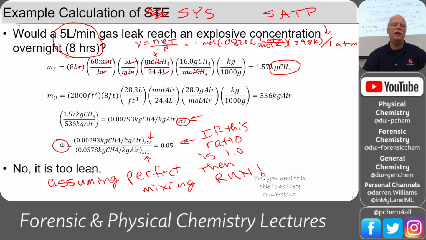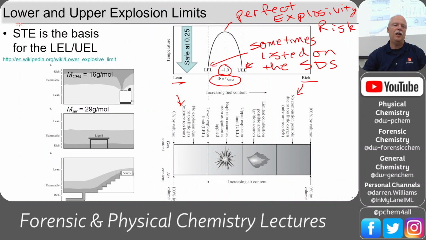Okay, what is the mass of methane? 16 grams per mole. What is the mass of air? 29 grams per mole. They have different masses, different densities. And so where's the methane going to go? Along the ceiling. And so this right here is what we would have. We would have probably a rich mixture around the ceiling, a flammable mixture somewhere in between, and a lean mixture closer to the ground.